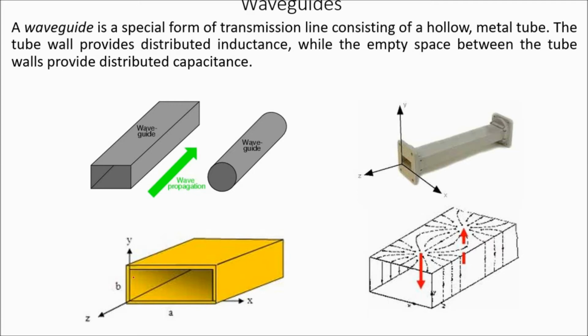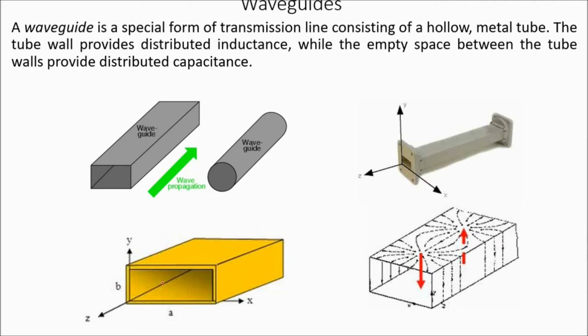A waveguide is a special form of transmission line consisting of a hollow metal tube. The tube walls provide distributed inductance, while the empty space between the tube walls provides distributed capacitance. The metal structure behaves like a good conductor, and the empty space may be filled up with a dielectric.